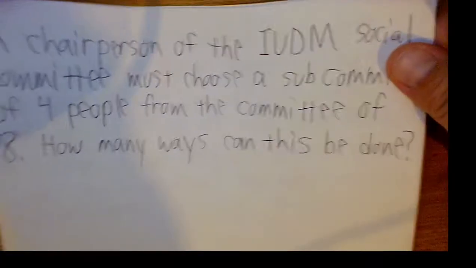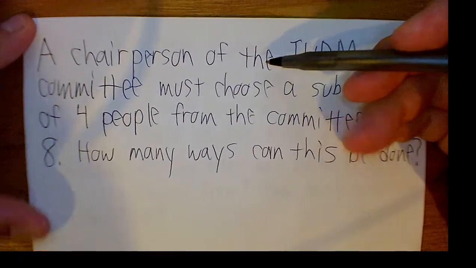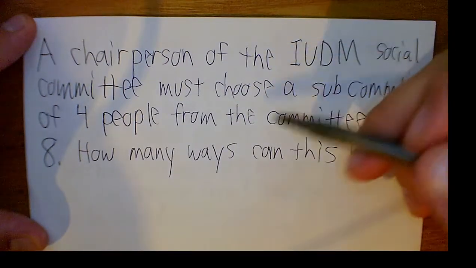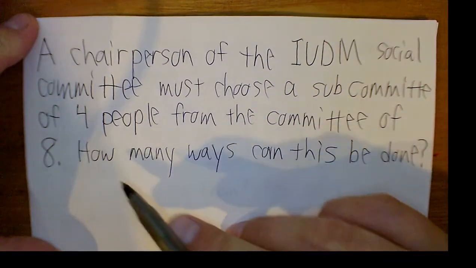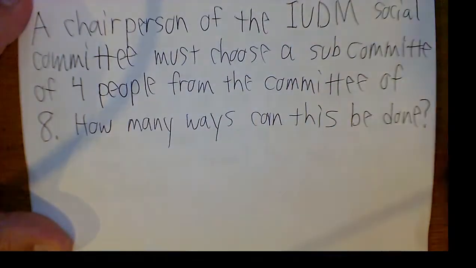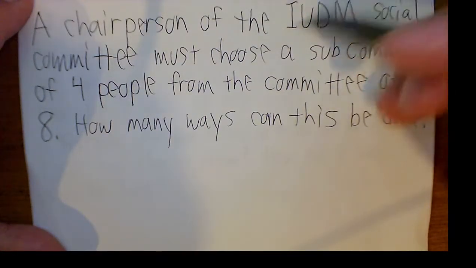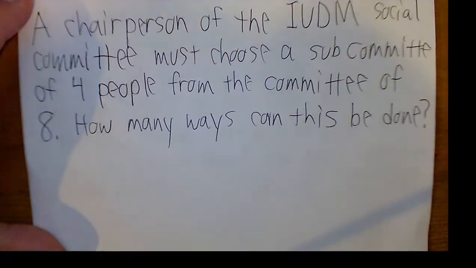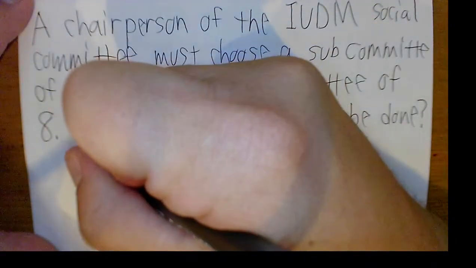The first example is: the chairperson of the IUDM social committee must choose a subcommittee of 4 people from the whole committee of 8. How many ways can this be done? Well, what's our larger set? First off, does order matter in this case? We're talking about a subcommittee. Did we talk about offices, or are we just choosing a group of people to be on a committee? It would seem that order would not matter, so we want to use combinations here.